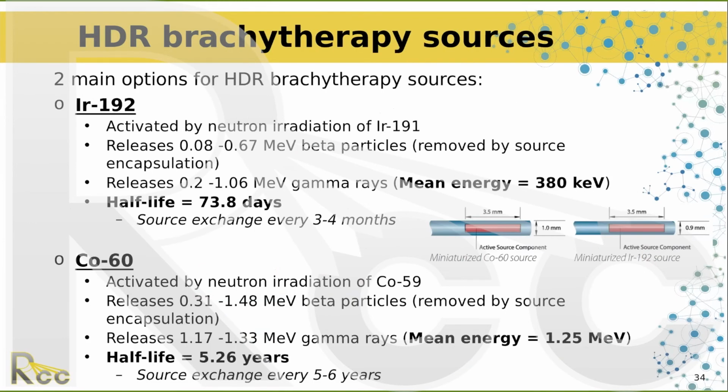So the sources, the two main options: iridium 192, which is created through activation of stable iridium 191, and it releases a whole bunch of different energies. I didn't include the spectra, but the spectra is all over the place, and we essentially assign it a mean energy of 380 keV. Its half-life is 73.8 days. So that means a source exchange every 3 to 4 months is advised.